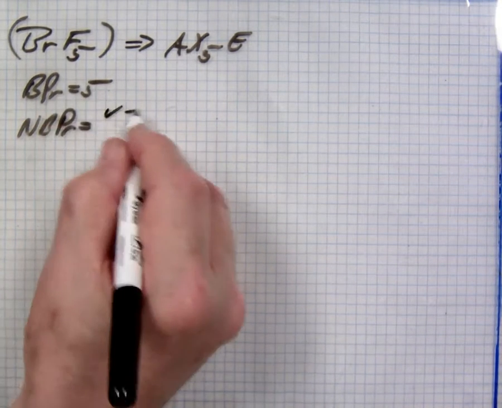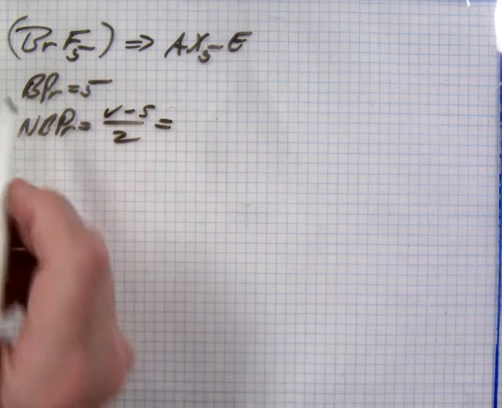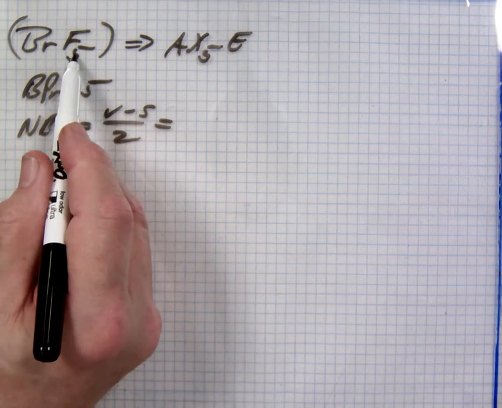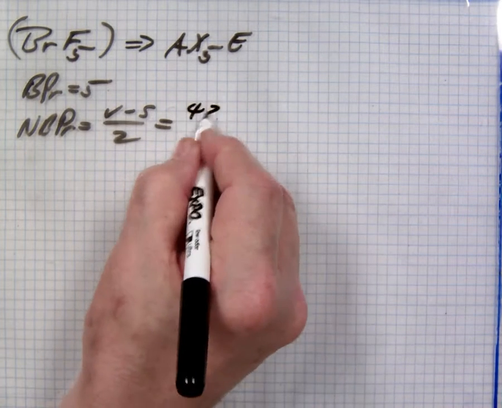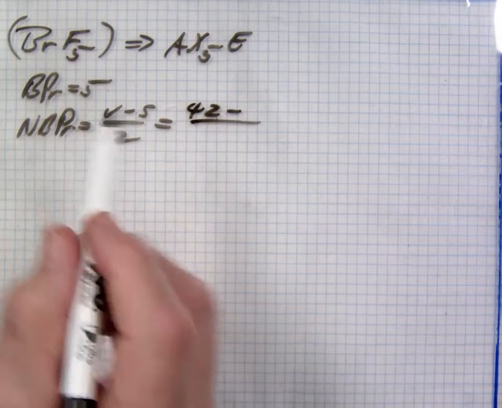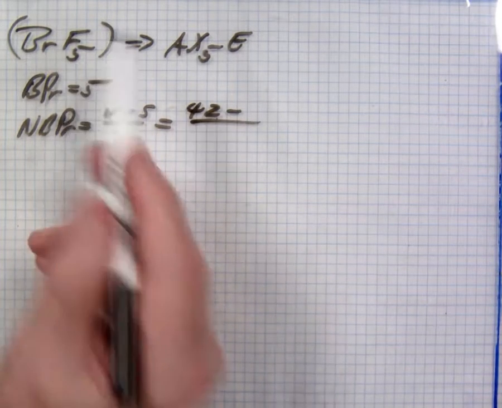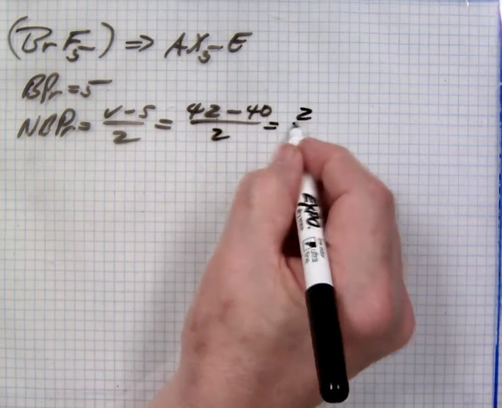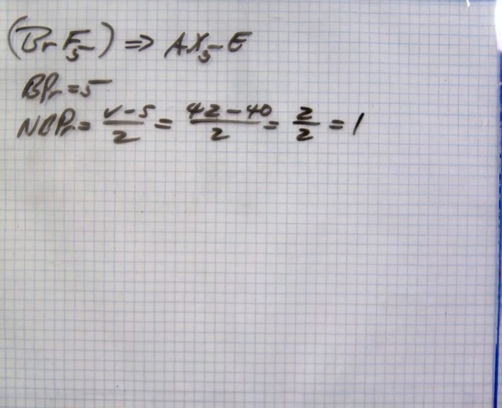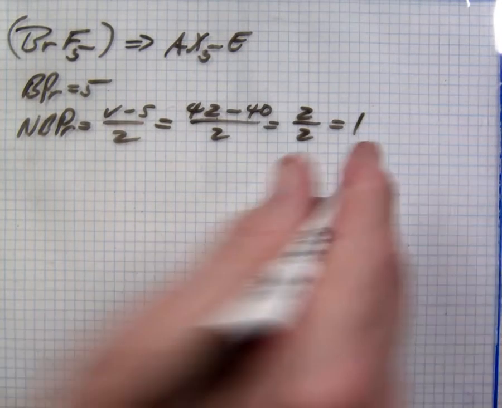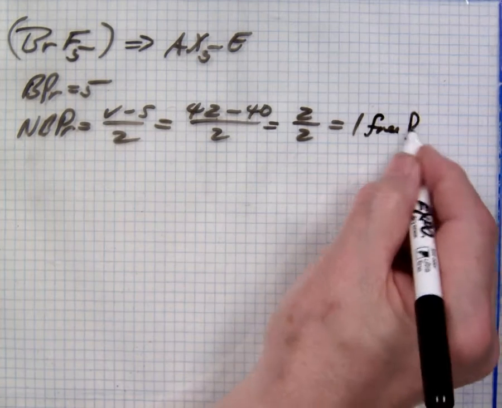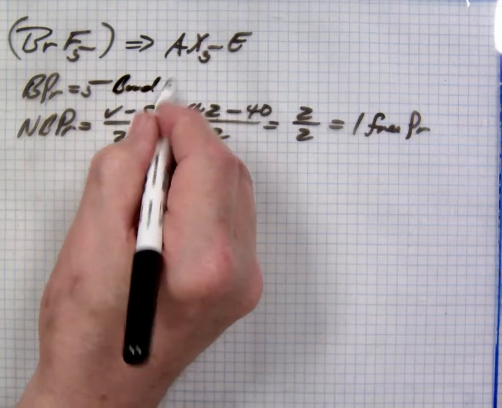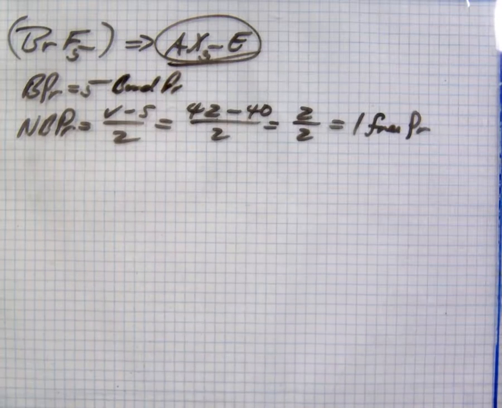So the valence number minus substrate over 2. Well, I've got 5 7s, another 7 here, 7 6, 6 times 7, 42, minus the substrate, 5 2s makes 40, over 2. I hope I didn't lose anybody because I'm jumping over all the little notations. So we have 1 free pair, and we have 5 bonded pairs. So that gives us the AX5E.